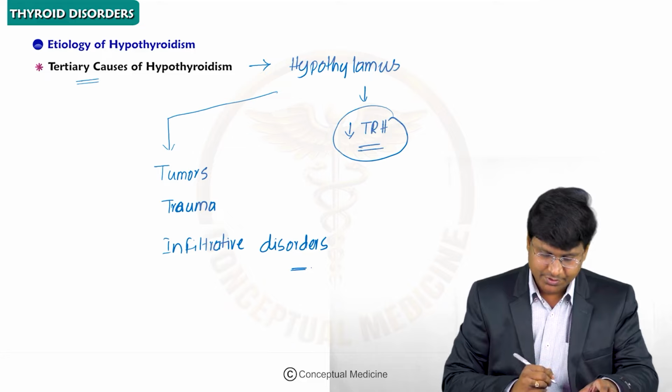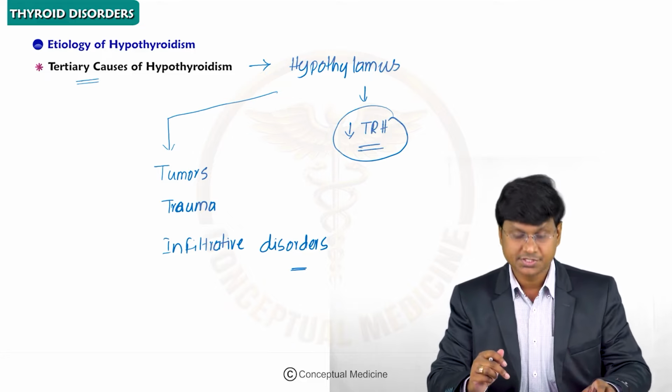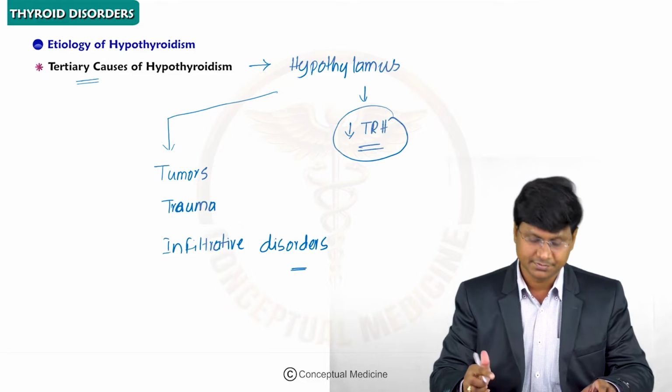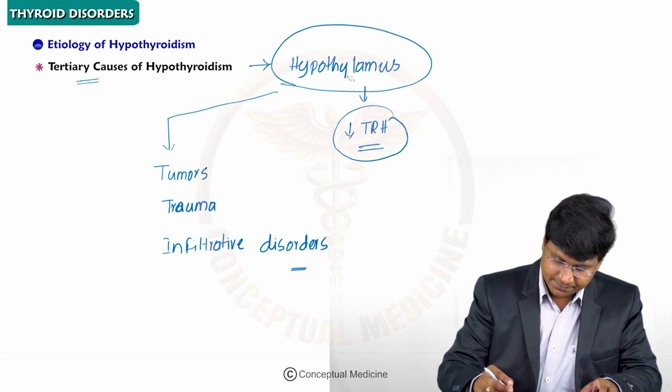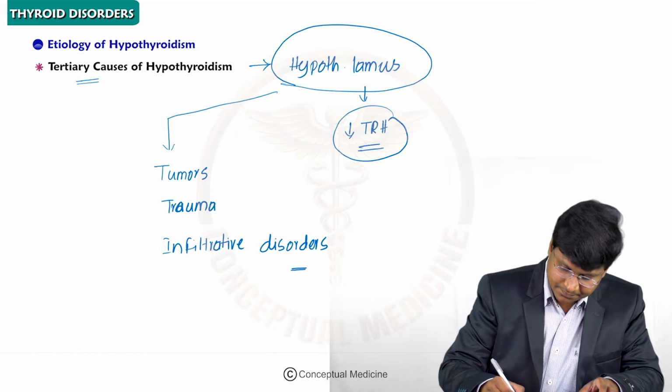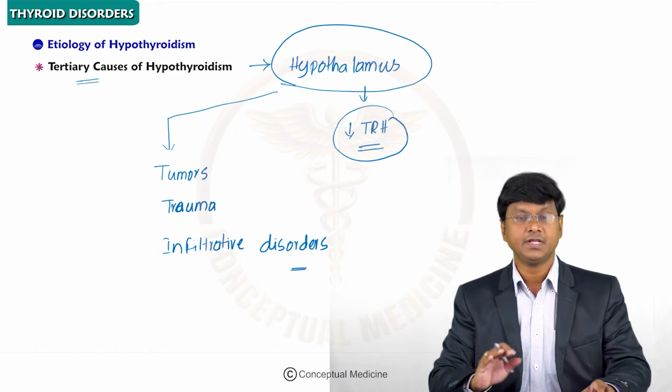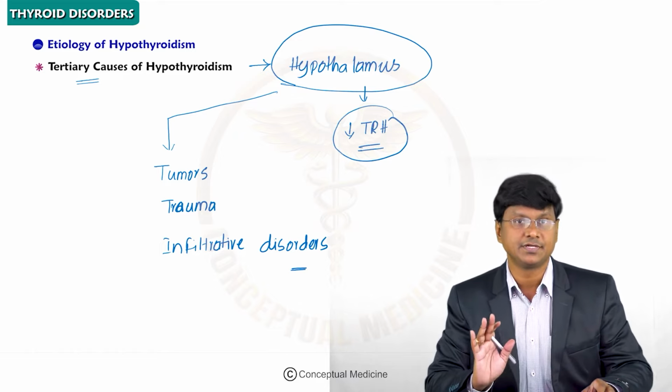Right? Infiltrative disorders. So, these are the causes for tertiary hypothyroidism, that is, the disorders associated with the hypothalamus. Right? Disorders associated with the hypothalamus.